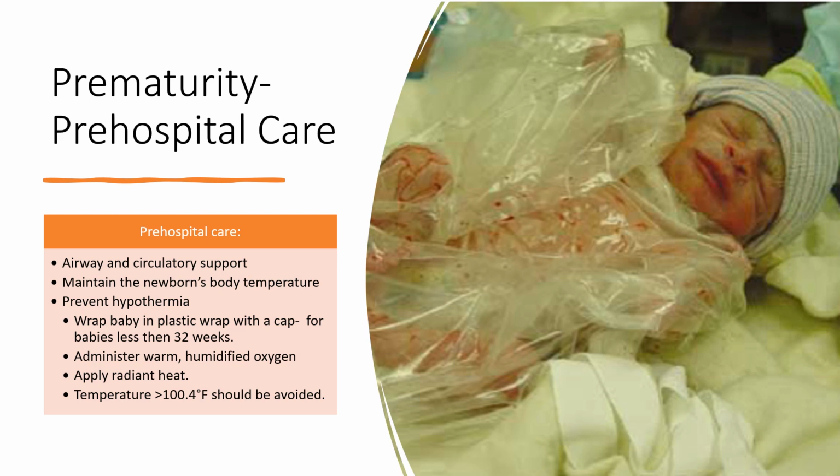use whatever substance we have at hand. It can be a plastic bag wrap that we have in the truck. It can be anything. What it does is it just helps retain the heat very, very well. And then we also need to make sure that we put on a little beanie or something like that, as most of our kits have, because the baby tends to lose a lot of heat through their head. Warm, humidified oxygen, apply radiant heat.